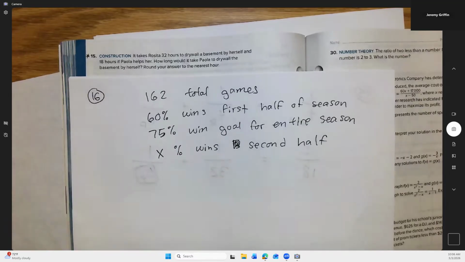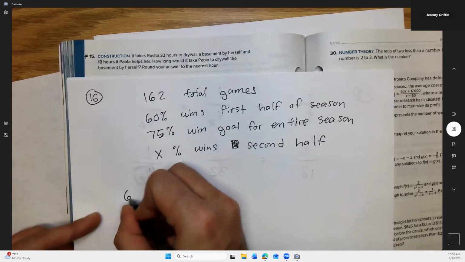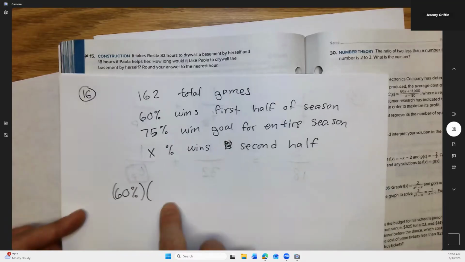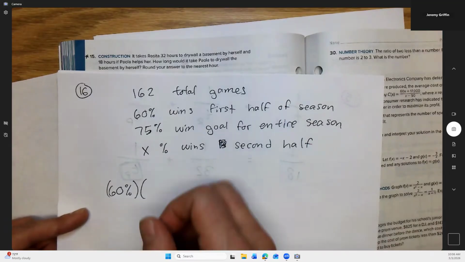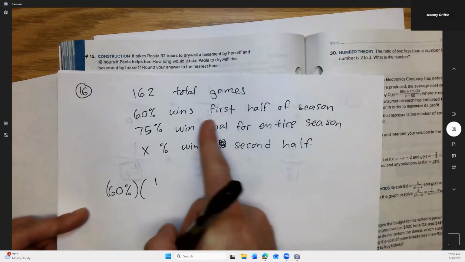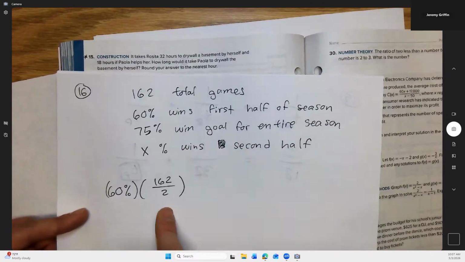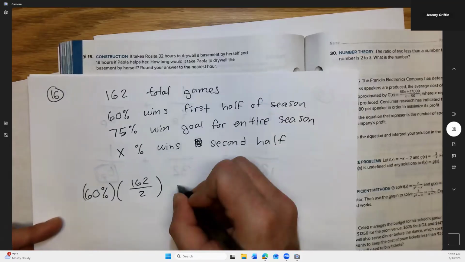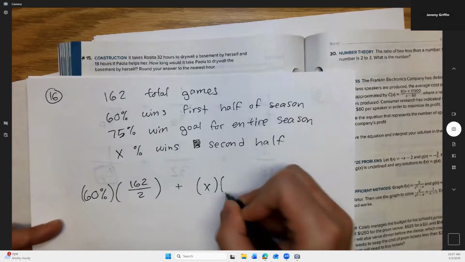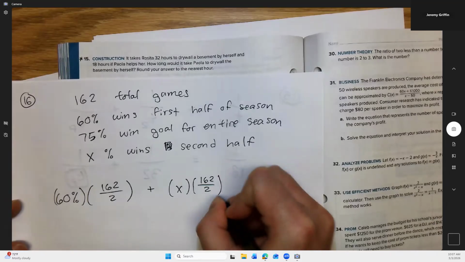So I can say 60% times. Okay, and how many games are you multiplying by to get the number of wins? Well, it's not the total games. It's only the first half of the season. So half of 162. So 162 over 2, because wouldn't that be the first half of the season? So we're going to win this percent of this many games. Isn't this the total number of wins for the first half of the season? Plus X percent of the second half of the season, which would be an equal number of games, wouldn't it? So 162 games over 2 for the second half of the season.